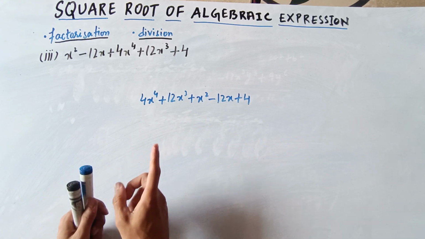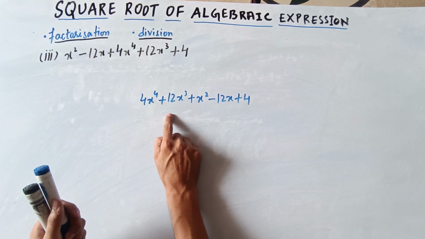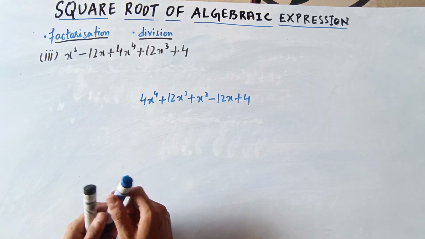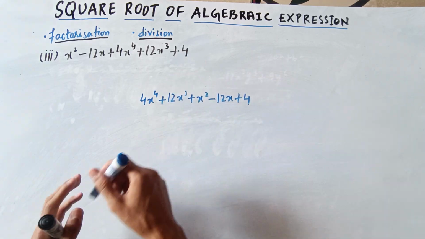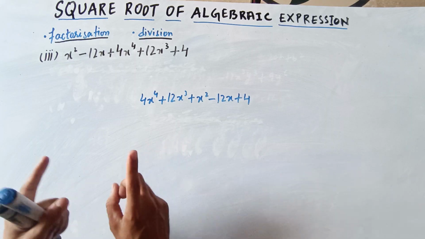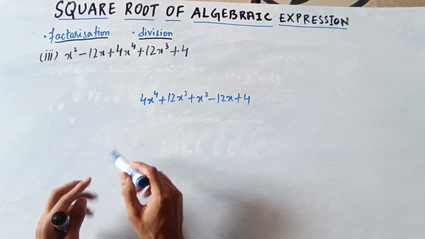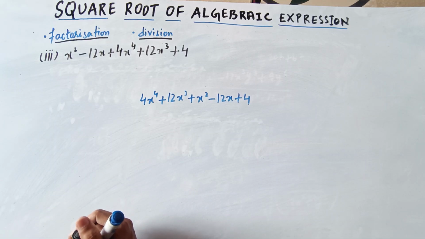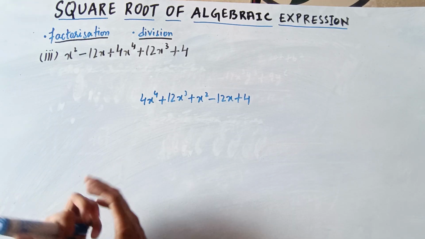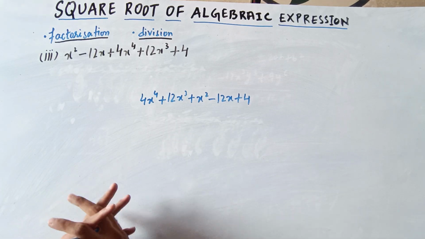So remember this thing, if you start it as it is without arranging it in descending order, your answer will not come correct or your solution will be incorrect. You need to arrange your expression into the descending order according to the variable. So we have arranged it, it is written 4x power 4 plus 12x cube plus x square minus 12x plus 4. Now if you remember, in division we should have a divisor, but here there is only one expression. So how should we start it?